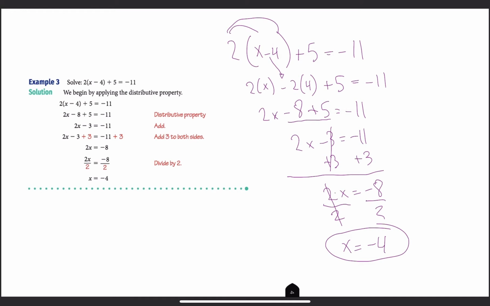Negative 4. So if I want to check this, I can then take it up here and I can check it and see if it's true.